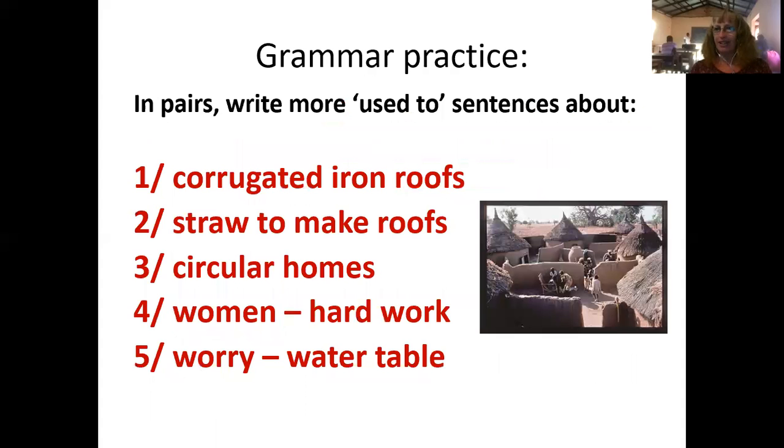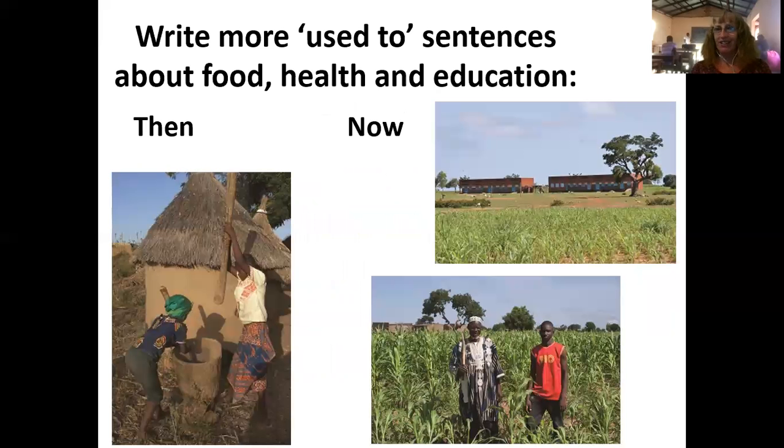Can you write some more sentences using used to about these topics? For example, they didn't used to have corrugated iron roofs, but they do now. So pause and practice by writing more sentences. And can you practice used to even more now, writing about food, health, education? So you're predicting what they used to do and what the changes are.